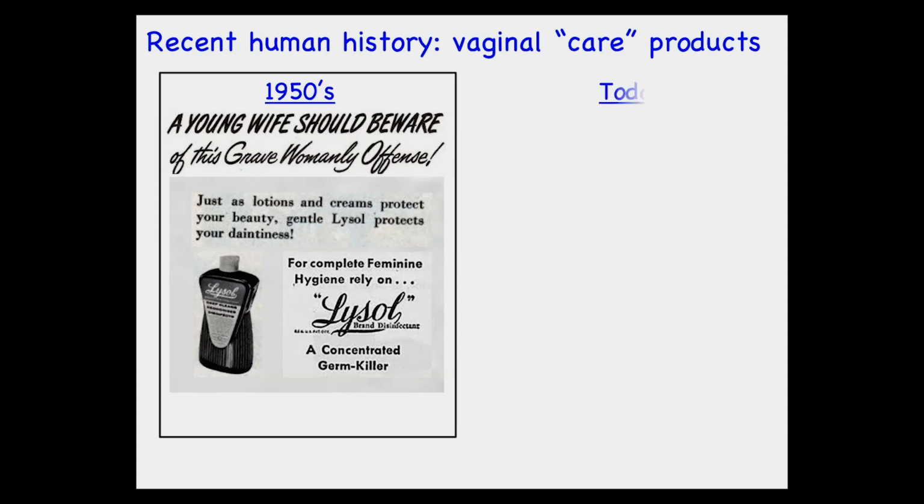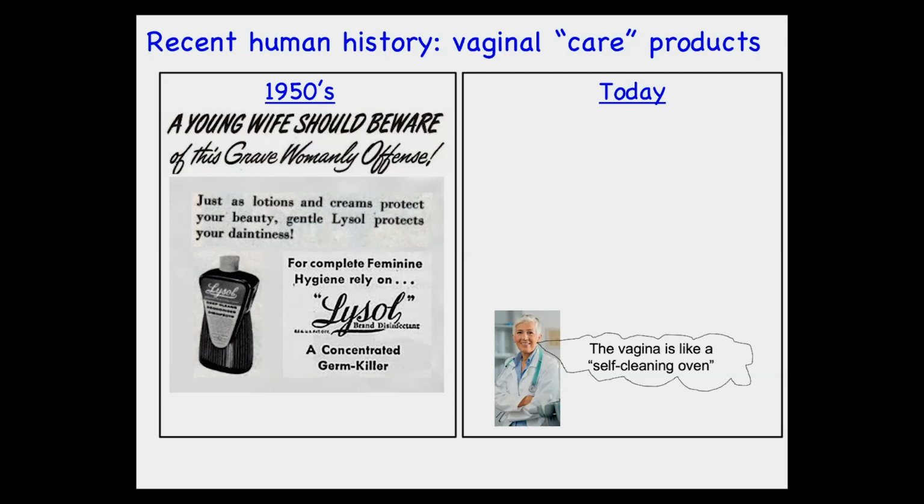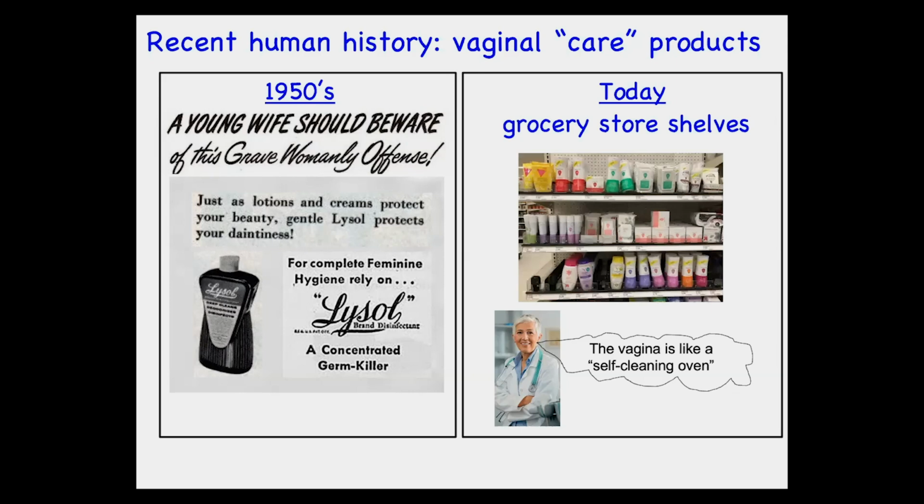So today, one would like to think that we're in a different place. We still have sexual health practitioners that are telling us you don't need to douche. And one of the things I've heard over and over again is that the vagina is like a self-cleaning oven. You don't need to clean it out up there. However, if you look in any grocery store or pharmacy, there's an entire section devoted to these products. And so the question is, what message are we sending? So how did we get here? And you might be asking yourself, what does this have to do with anthropogeny?